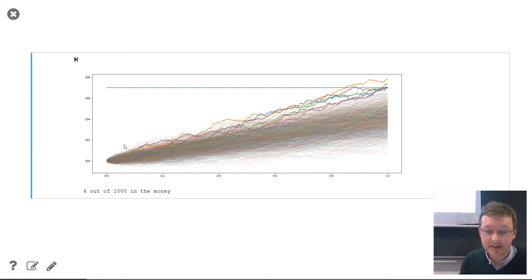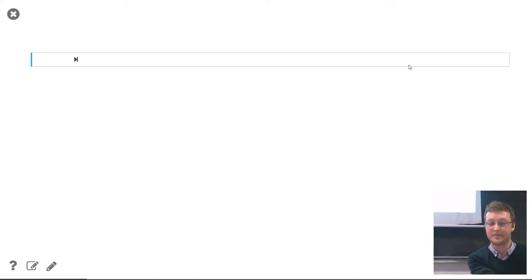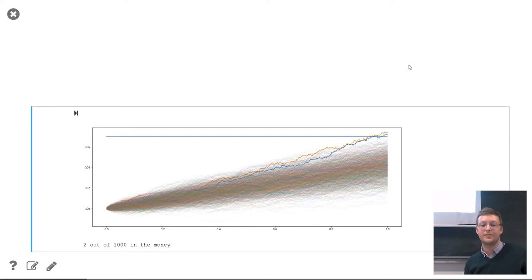This is the same example again with 1,000 simulations. The ones that are grayed out are the ones that didn't make it up to the strike price, and the colored ones are the ones that did. So only 6 out of 1,000. That's not a particularly rare event, but if you imagine that threshold K becoming higher and higher, then these things will happen less and less often. The next simulation is 2 out of 1,000, and so on.